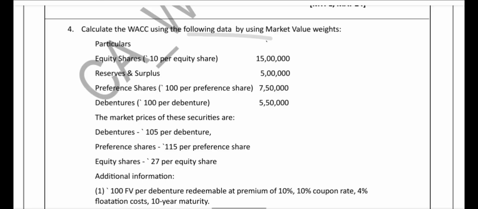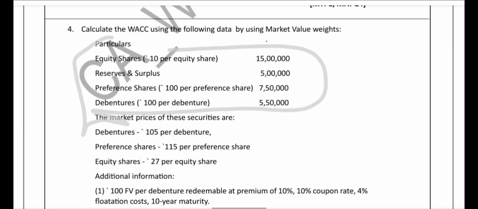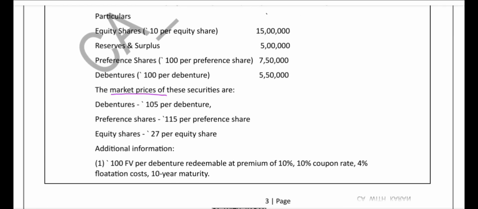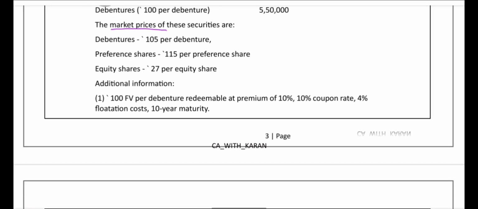Calculate WACC using the following data by using market value weights. Okay, we need to calculate weighted average cost of capital by using market value weight. So equity, reserves, preference, debentures, book value. So all the stuffs are related to book value. And then we have market price of securities. So what is market price of securities? From this we need to calculate WACC. So market price of debentures 105, preference 115, equity 27 per equity share.